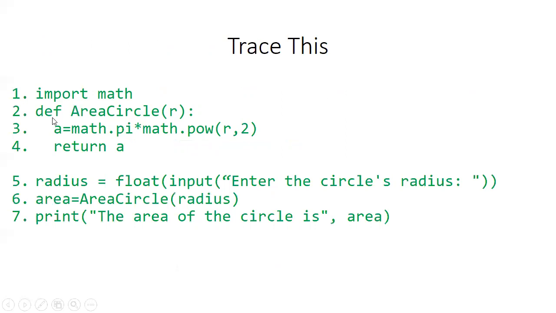Two-step process. We define the function. That's what's happening here. Now, this function uses, within it, a math function. We don't have to define the math function. That's in the library, right? But we have to import the library. Here we're defining our function, and here we're calling it. Two steps. First, we define it, then we call it.